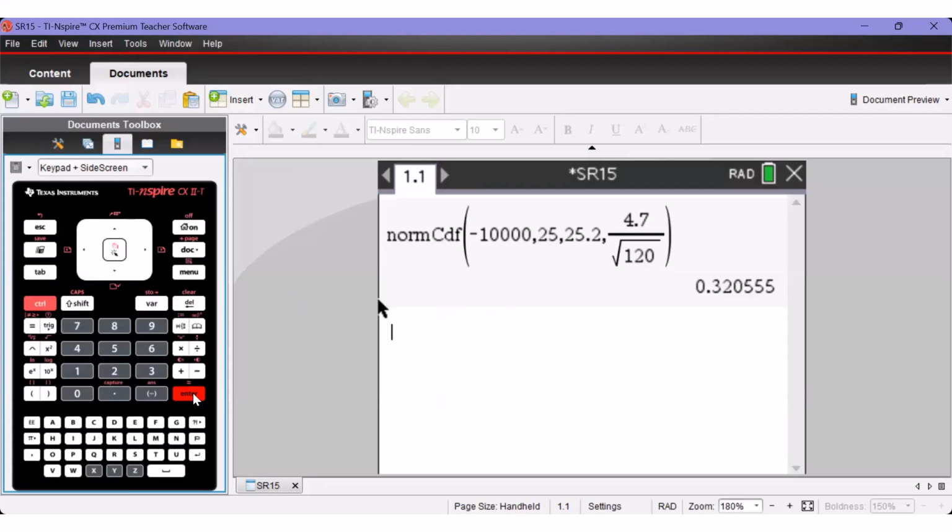So what does this answer mean? What have we found? We've found that the probability of x1 bar less than or equal to 25 is equal to 0.32, correct to 2 decimal places. So the probability that the sample mean is less than or equal to 25 is 0.32.